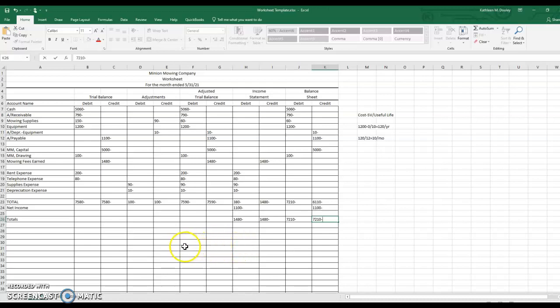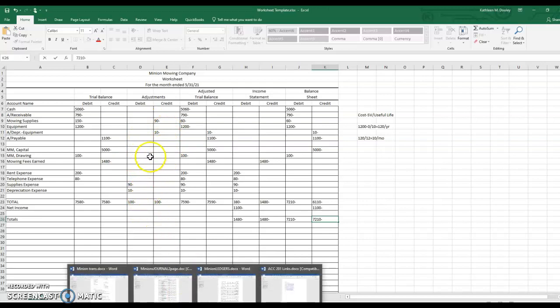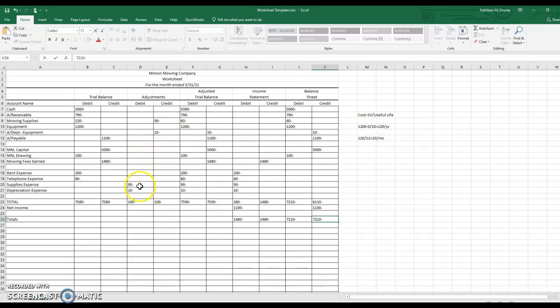Now, these adjustments, just because they're on a worksheet, doesn't mean we're done with those adjustments. We have to put in adjusting journal entries into the journal and post them to the ledger. So this first one, we had supplies expense is a 90 debit, and supplies, the asset, is a 90 credit.